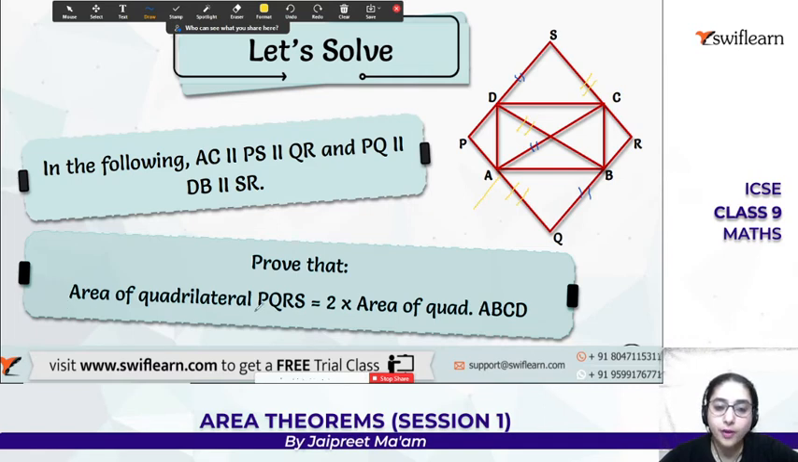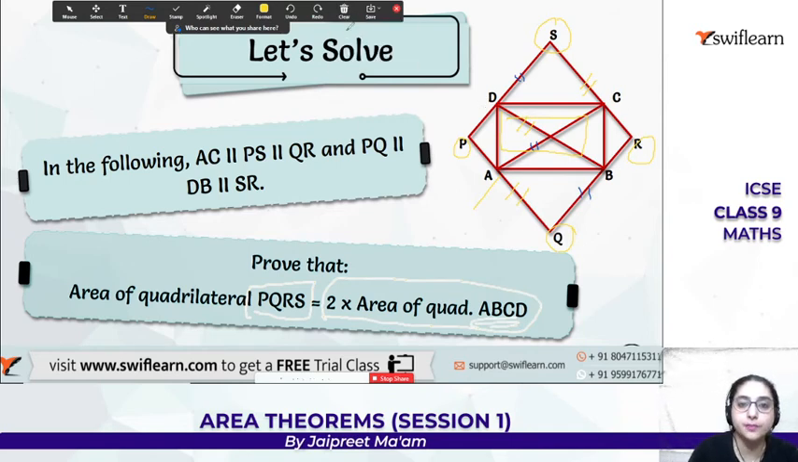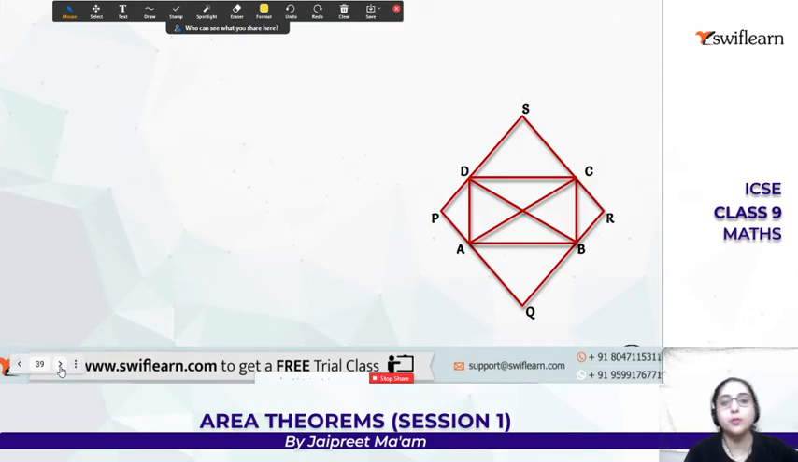Prove that the area of quadrilateral PQRS is twice the area of quadrilateral ABCD. You know what quadrilaterals are? Quadrilaterals are figures formed from four sides, like a rectangle, parallelogram, and others like a rhombus. So we have to prove that this whole quadrilateral PQRS has twice the area of this quadrilateral ABCD. Let's use the theorems and prove that.